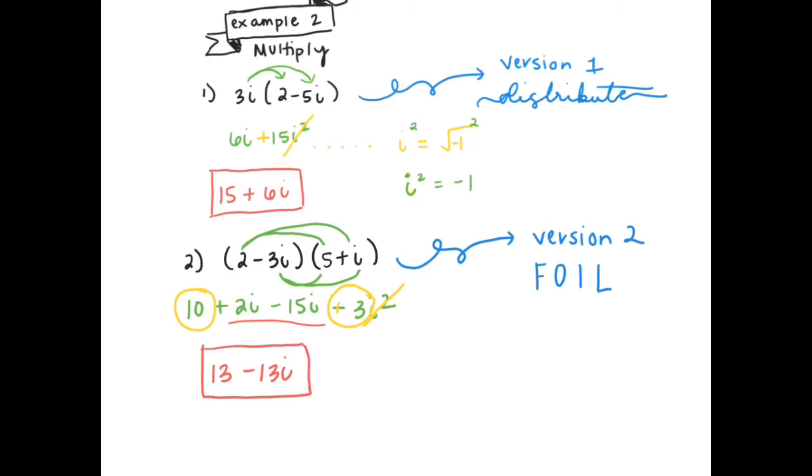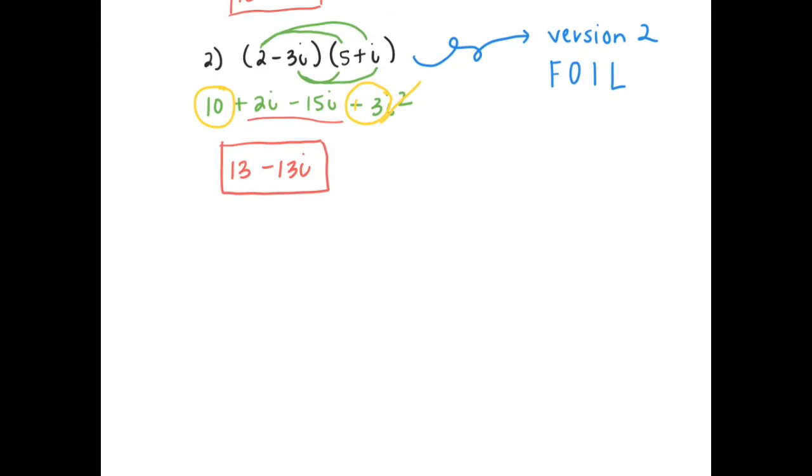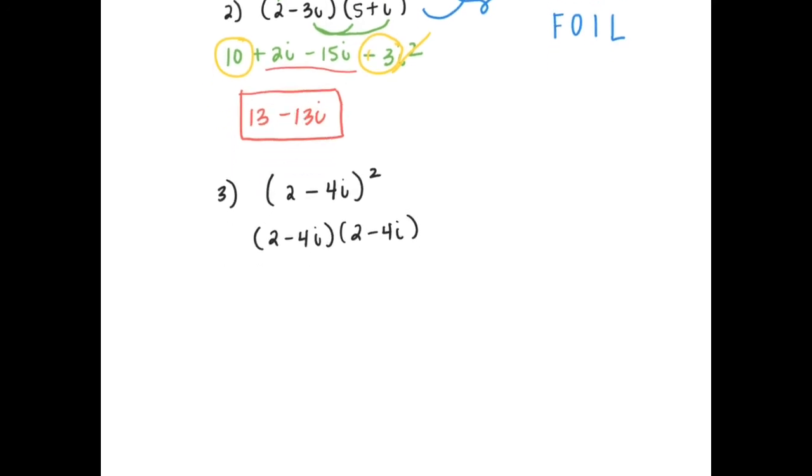Now, when I started this example set, I said there was going to be 2.5 versions. Here's our 0.5. Example 3. Let's take a look at 2 minus 4i squared. Now, be careful with that squared. You do not distribute it. Squared in math in terms of binomials means that you have 2 of them. So I'm going to have 2 minus 4i times 2 minus 4i.